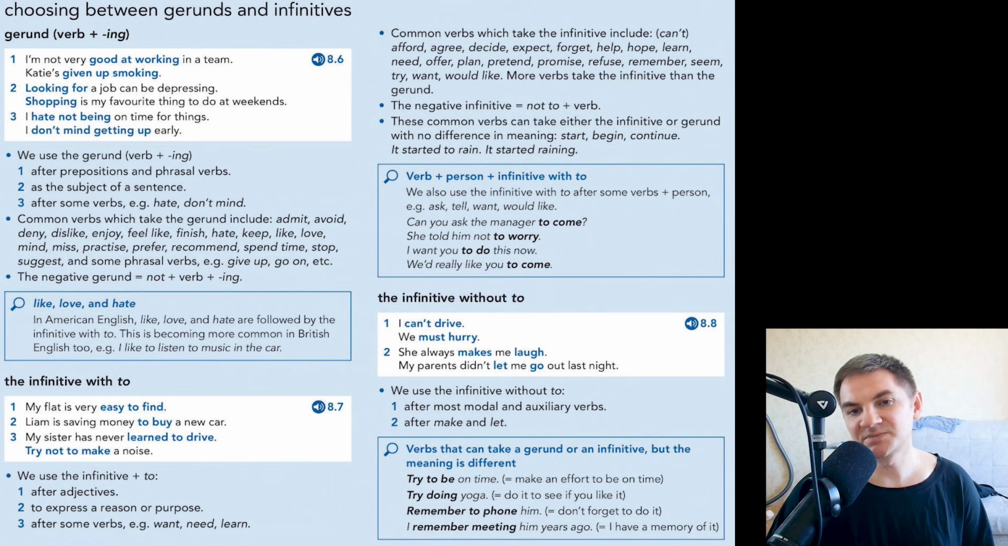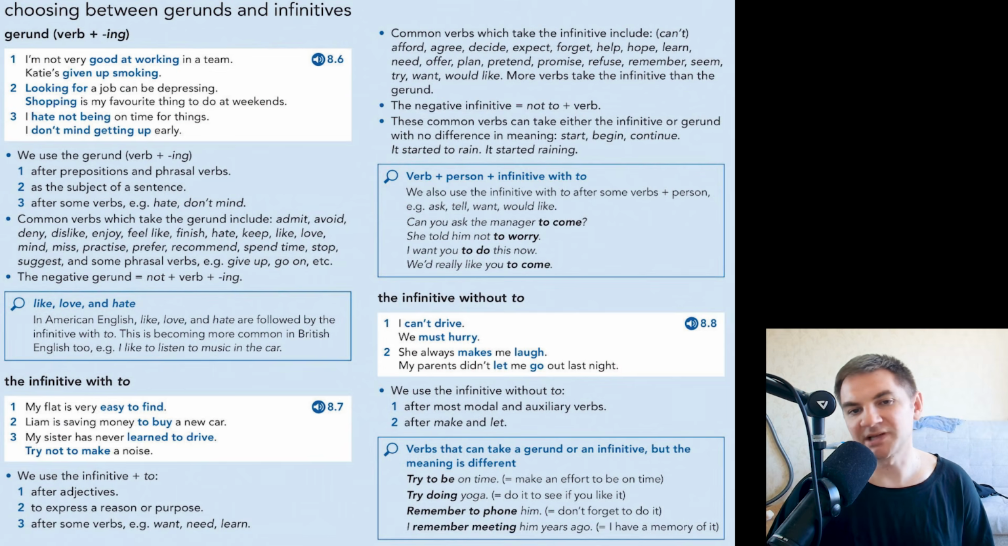These common verbs can take either the infinitive or gerund with no difference in meaning. Start, begin, continue. So it started to rain, it started raining. You can use both versions. Start, begin, and continue. No difference.